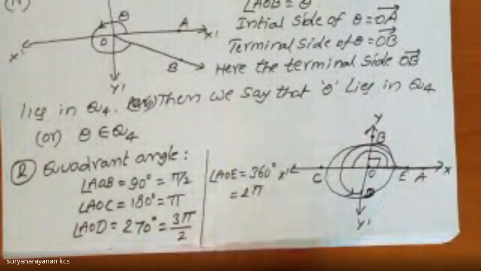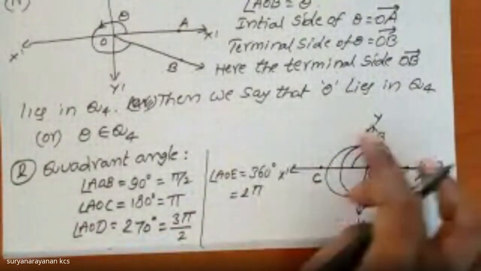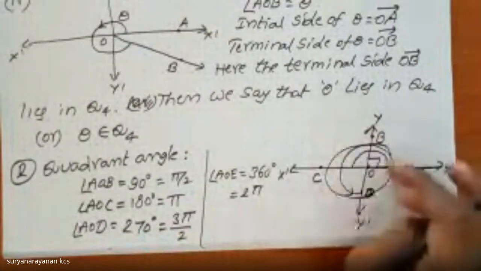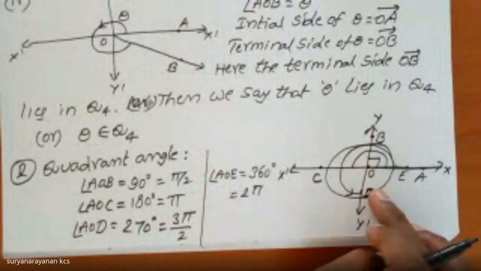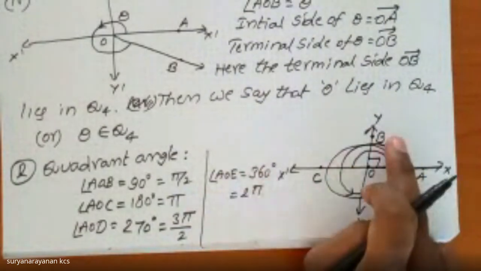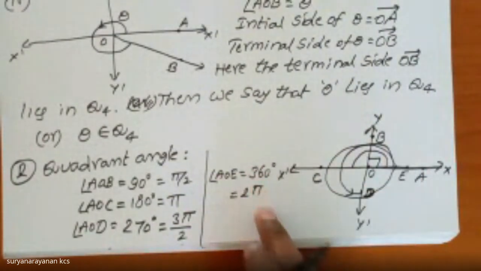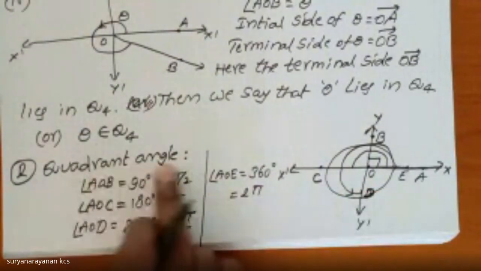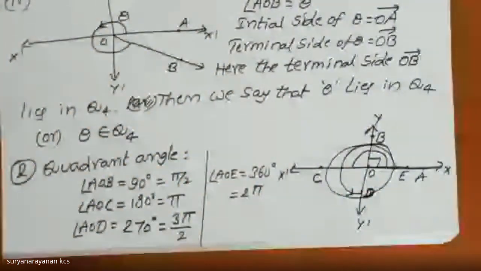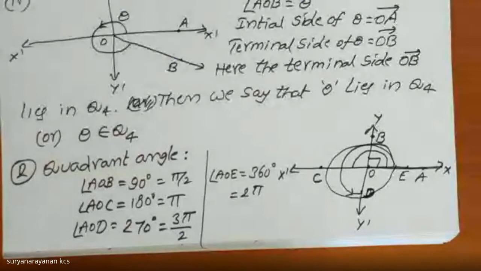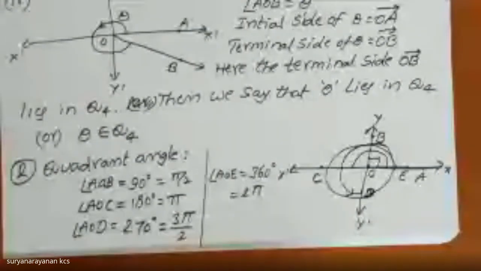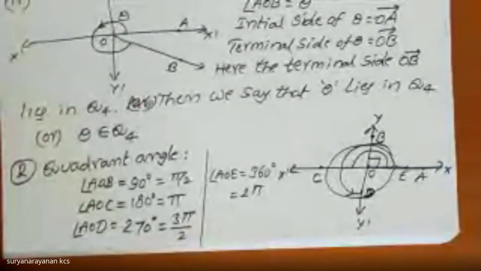Like this, it rotates and so on. 360 plus 90, that is 450. 450 plus 90, 540 degrees. All these angles are said to be quadrant angles. Understood the definition of quadrant angles? I did not write the definition, I just explained quadrant angles.